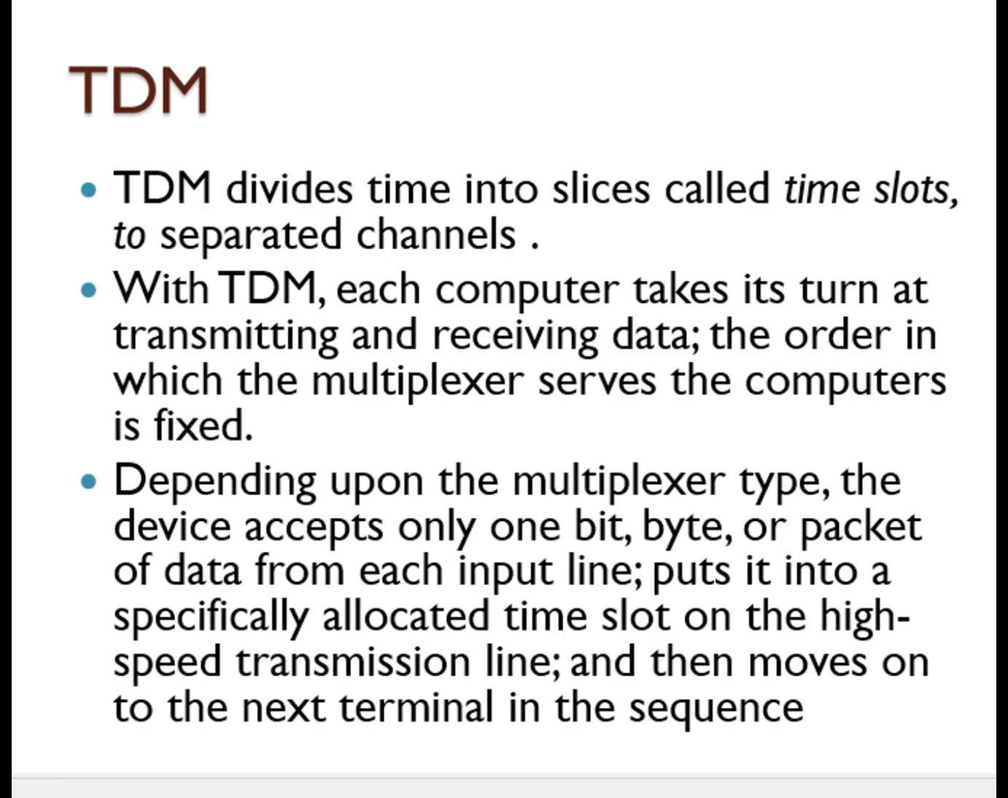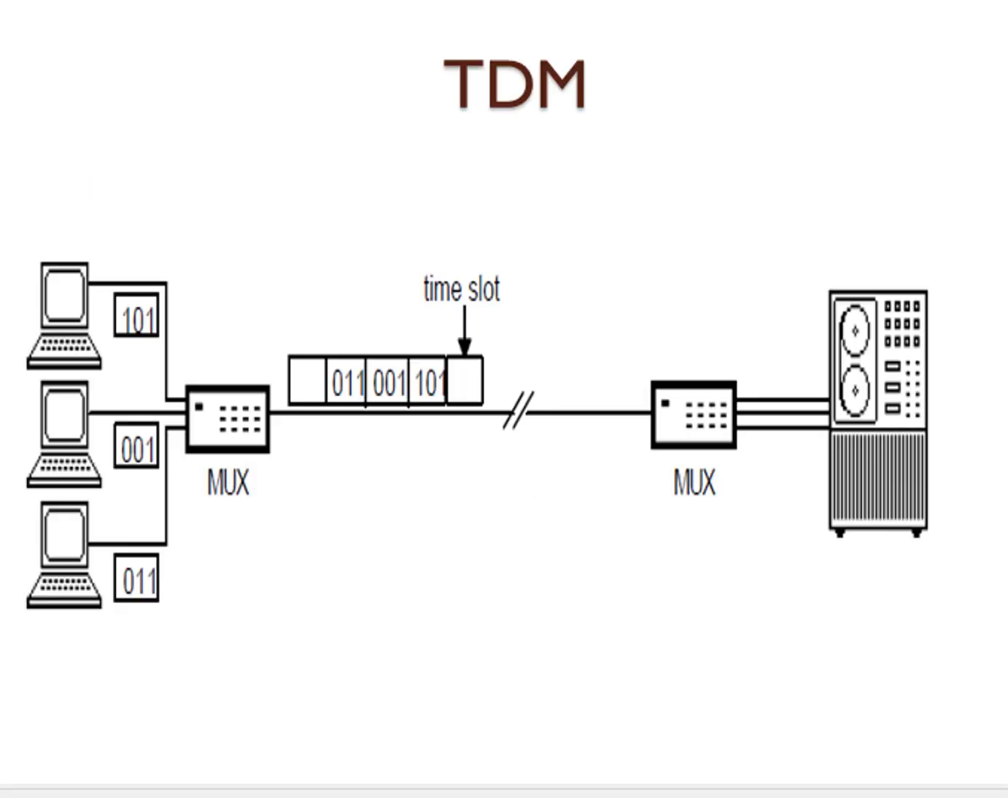TDM divides time into slices called time slots, assigned to separate channels. With TDM, each computer takes its turn at transmitting and receiving data. The order in which the multiplexer serves the computers is fixed. Depending upon the multiplexer type, the device accepts only one bit, byte, or packet of data from each input line, puts it into a specifically allocated time slot on the high-speed transmission line, and then moves on to the next terminal in the sequence. TDM.